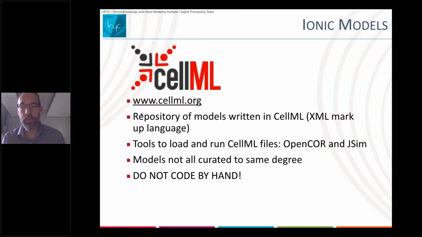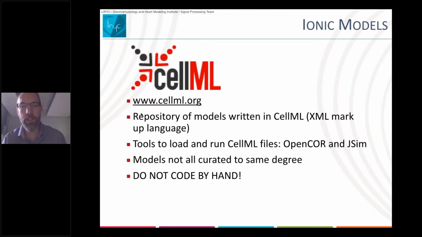You need some sort of tool to be able to actually write or run these cell models. So there's a tool called OpenCOR, which is freely available. Another one is called JSim. And these will take the CellML models, convert them into a set of ODEs, and then allow you to run the cell models as well as investigate any variables within the model, how things change over time. You can stimulate them at certain frequencies or give them certain protocols.